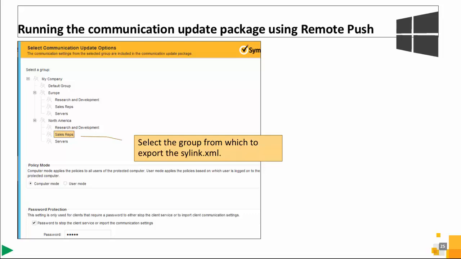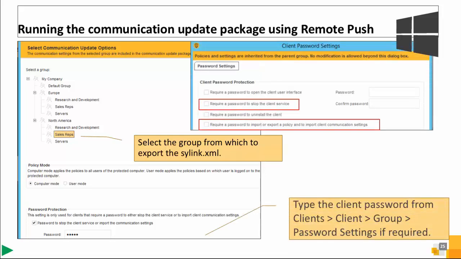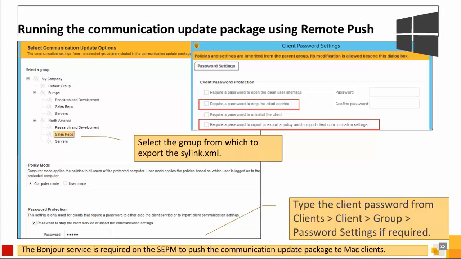After you provide this information, you are required to select Push mode and the clients to be updated. If a Windows client password is required, you are prompted to type the password. If you are using the same password for all Windows domains or workgroups, you only type it once. If not, you are prompted to type the password for each client. When using Remote Push to push communication update packages to Mac clients, ensure the Bonjour service is installed on the SEPM.